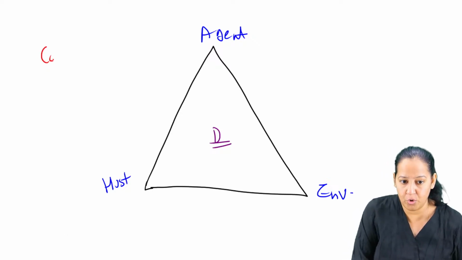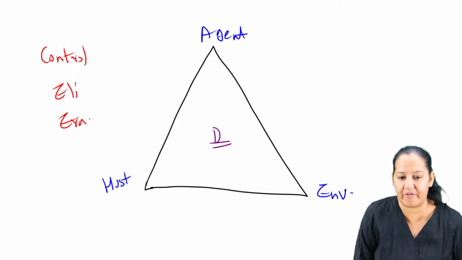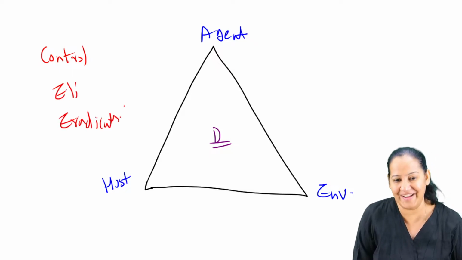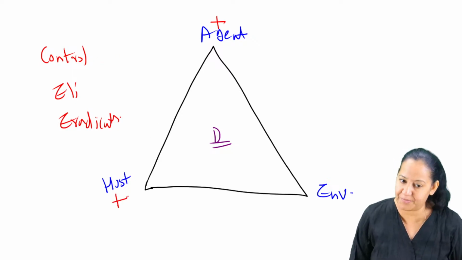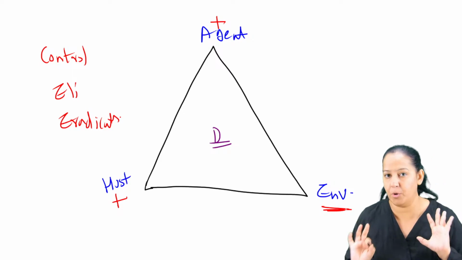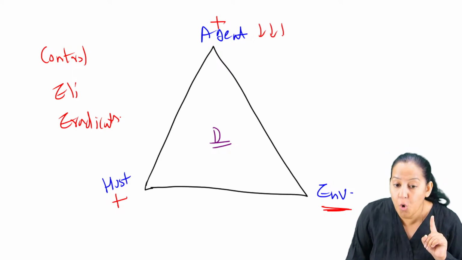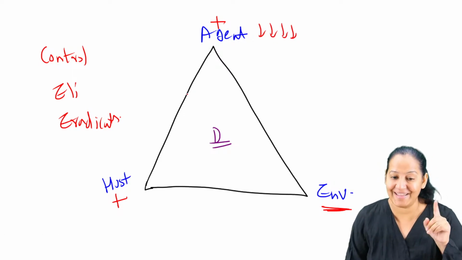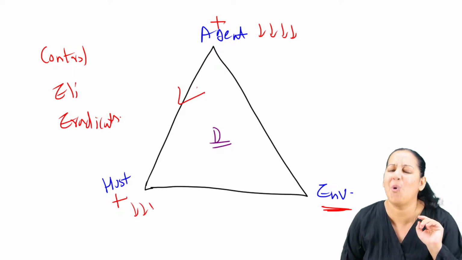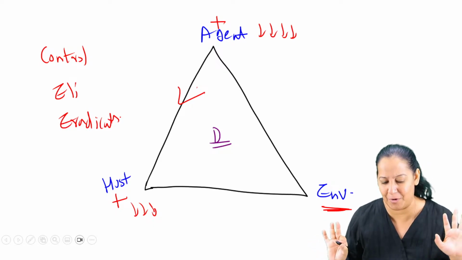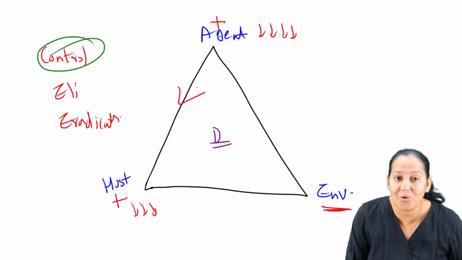Now, what is control? What is elimination? And what is eradication? Can you define the 3? In control, the agent is present and the host is also present. Both are present in a common environment. But the agent is present in a low burden. It can cause disease in the host, but in a low burden, so that it is no more a public health problem. That is, the disease is controlled.